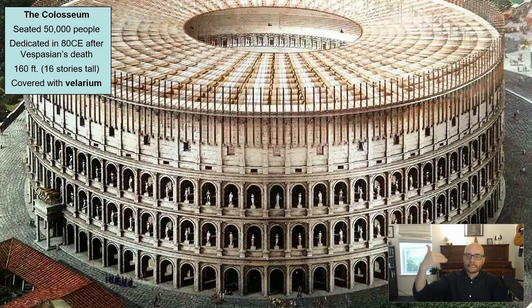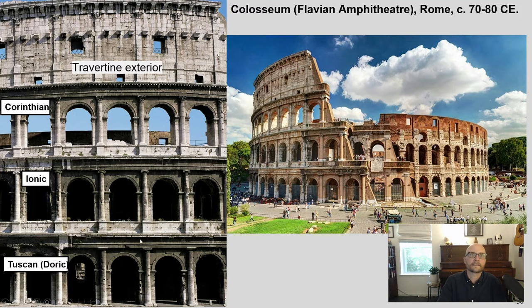It is made up of three arcades. An arcade is a row of arches, with a fourth story being called an attic at the top. The arcade on the second and third floor contained statues, whereas the third floor was used for entering the Colosseum. The arcades are divided into three distinct styles. This is basically a tribute to the history of Greek architecture here. At the bottom we have what's known as Tuscan, which is basically the Roman version of Doric columns.